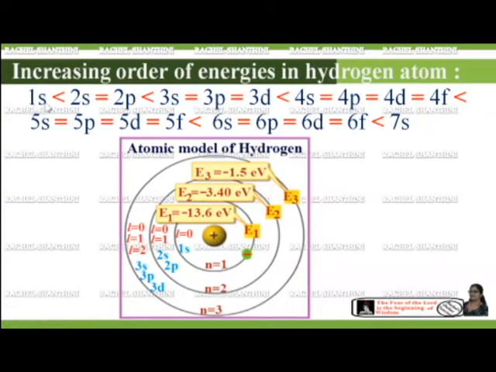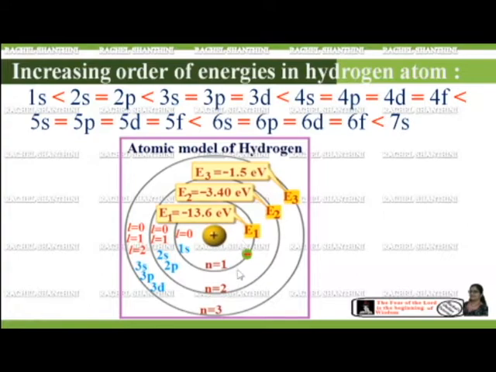The energy of the electron present in the 1s orbital, which is in the K shell, will be lesser than the electron present in the 2s or 2p orbital, which is present in the L shell. Though the shape of the 2s orbital is different from that of the 2p orbital, the electron has the same energy whether it is in the 2s orbital or 2p orbital. The orbitals having the same energy are called degenerate.